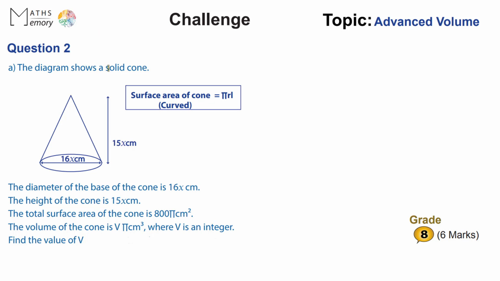The diagram shows a solid cone. The diameter of the base of the cone is 16x. We can see this over here. And the height, the vertical height, let's say, is 15x.